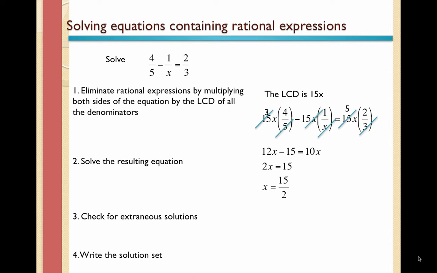Now with our rational expressions, we have to make sure that our solution is not going to cause any of our fractions to be undefined. So they're not going to cause a divide by 0. Well, if we substitute that 15/2 back in for x in our original equation, we see that we're not going to get a divide by 0. So we know that we've got a valid solution.